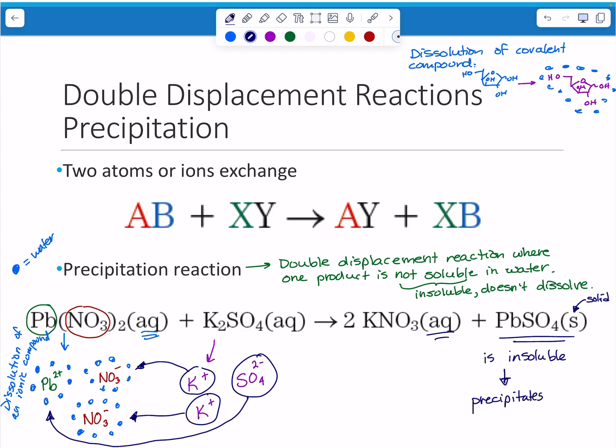So what that means is that instead of individual lead ions being surrounded by water molecules and individual sulfate ions being surrounded by water molecules, what you get is you have a bunch of these guys packed against one another, trying to avoid the water at all costs. Okay? And in a little bit, when we talk about writing net ionic equations, we'll talk about using the solubility table, which you've already used before, okay, to figure out if something's going to precipitate or not.